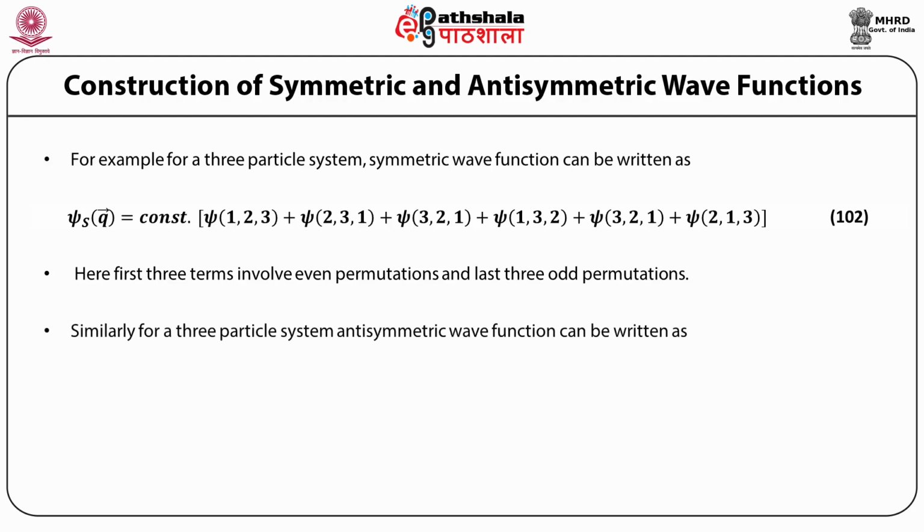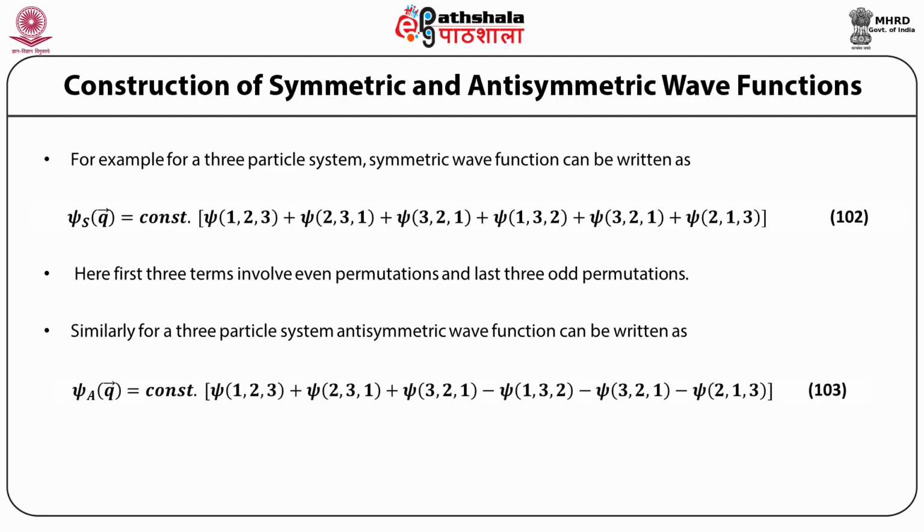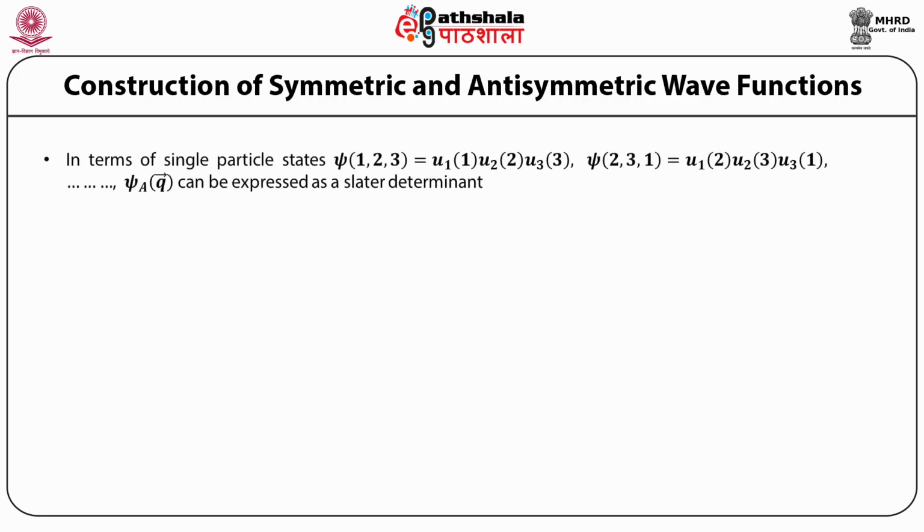Similarly, for a three-particle system, the antisymmetric wave function can be written as psi antisymmetric is equal to a constant multiplied by psi 1 2 3 plus psi 2 3 1 plus psi 3 1 2 minus psi 1 3 2 minus psi 3 2 1 minus psi 2 1 3. In terms of single particle states, psi 1 2 3 is equal to u1(1) multiplied by u2(2) multiplied by u3(3), psi 2 3 1 is equal to u1(2) u2(3) u3(1), and so on.